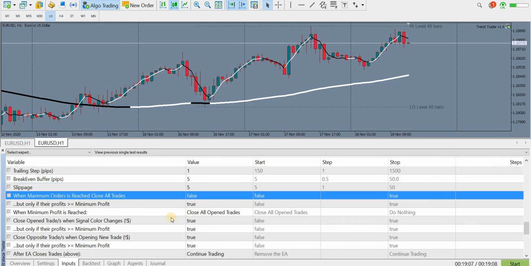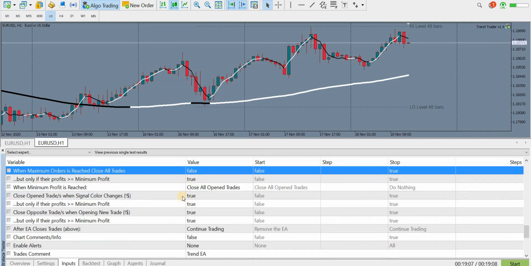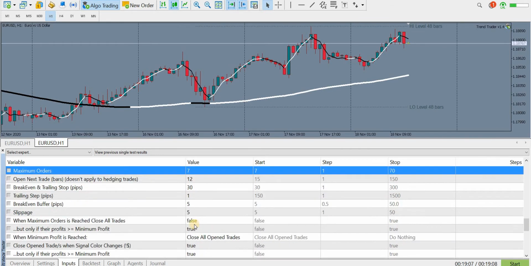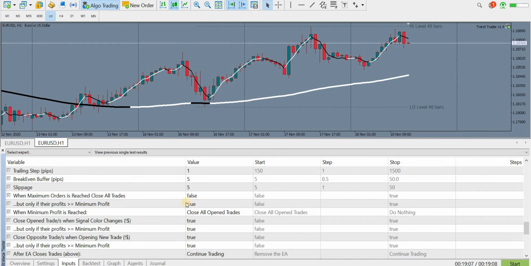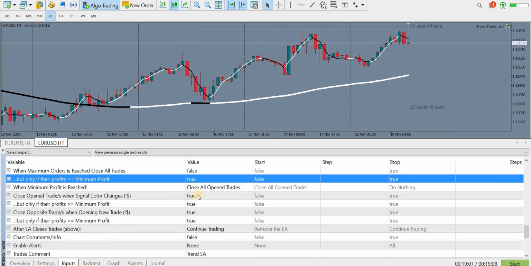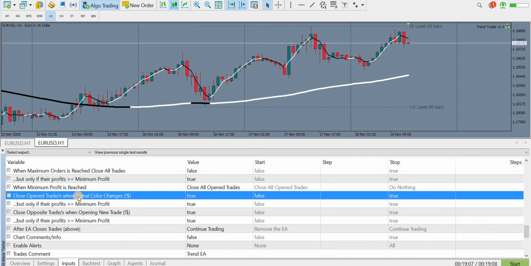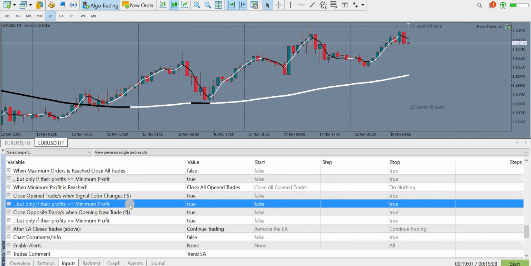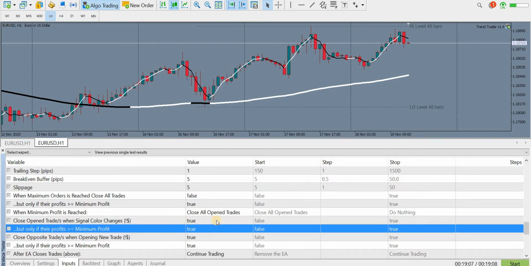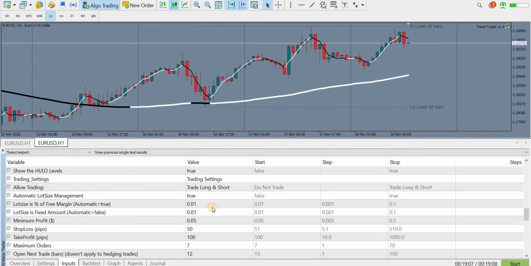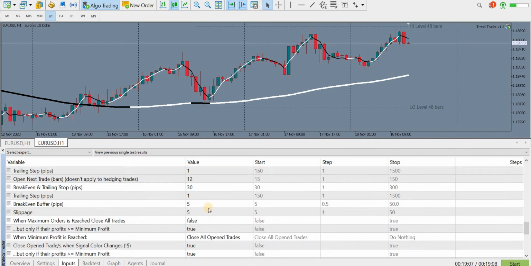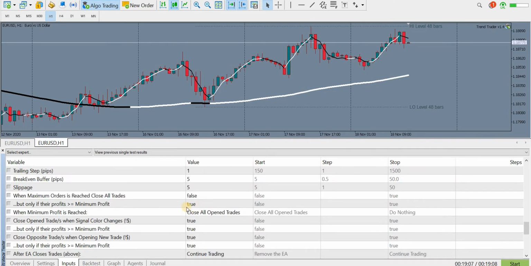I don't want the expert advisor to close the trades when they reach the maximum number, which is 7. This rarely happens anyway. I do want the expert advisor, as I said, to open the trade when the signal color changes, or if there are open trades, to close all of them, but only if the profit is positive. It's bigger than the minimum profit, which should be a positive number. Otherwise, don't close them.